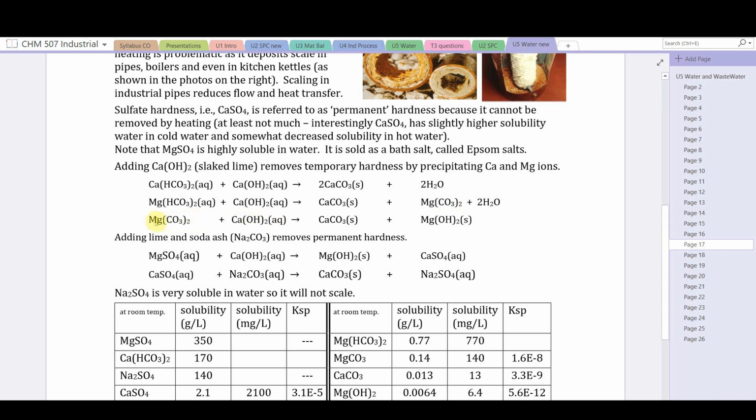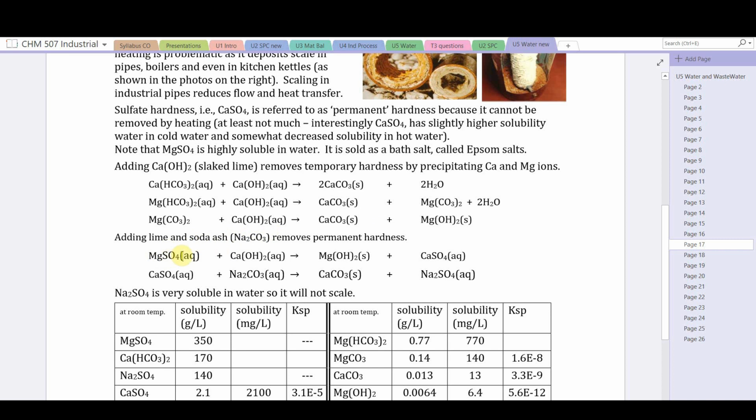Magnesium carbonate is not likely present at any significant concentration in normal water, but if there is some, it'll be precipitated by calcium hydroxide, producing 1 mole of calcium carbonate solid and 1 mole of magnesium hydroxide solid. That takes care of temporary hardness. Permanent hardness is removed by the addition of lime and soda ash together.